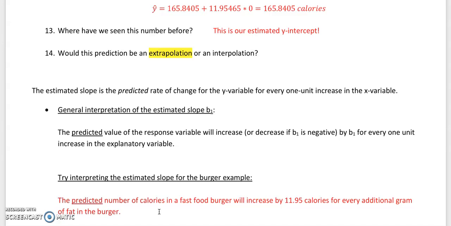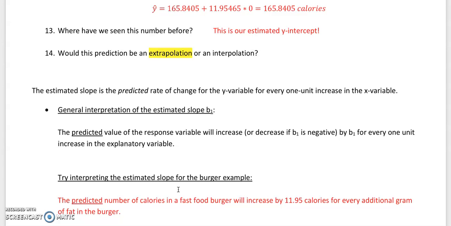Or in other words, every 1 gram we increase the amount of fat, the predicted number of calories goes up by 11.95. And you'll notice that I underlined predicted in both of these sentences. That's what distinguishes statistics from math a little bit. In math you're used to saying this goes up, this will also go up, or this goes down, this will also go down. But we've seen that there's not a perfect relationship here. Not every burger is going to increase by 11.95 calories if you add 1 gram of fat to it. So this is just what we're predicting. It's the average thing that will happen.